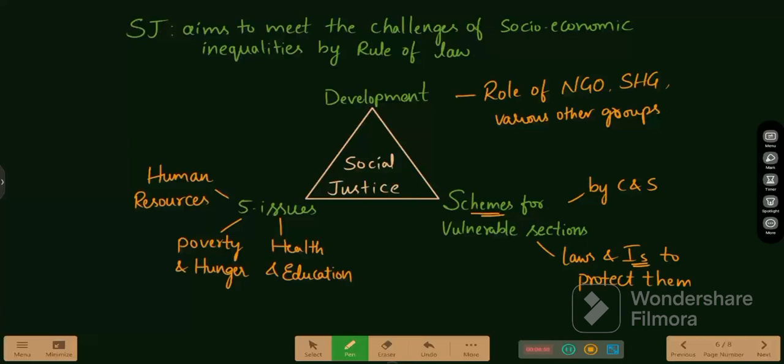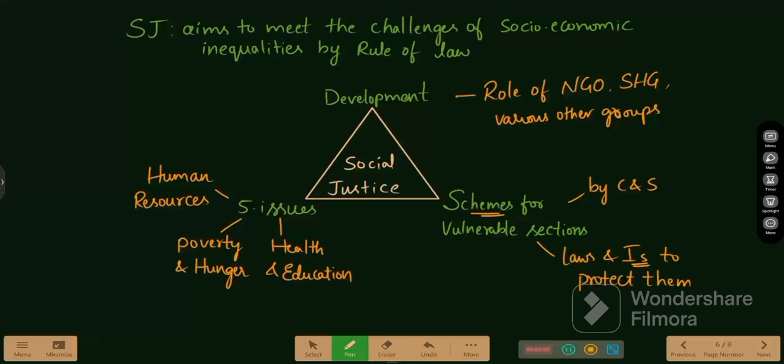If we can quickly revise the social justice syllabus. One is related to development. What is the role of NGOs, SHGs, other associations and groups in the development process of the country? Then you need to know the various welfare schemes enacted by the center as well as the states.